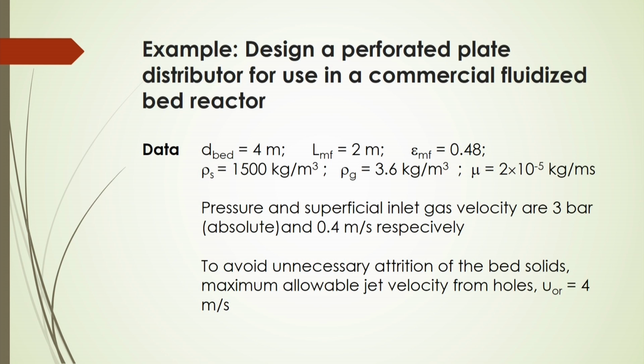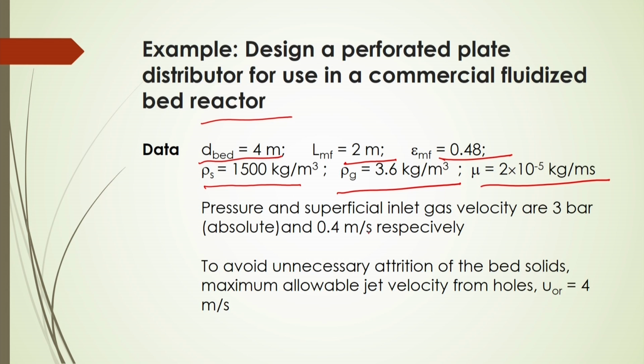Let us see one example here: design of a perforated plate distributor for use in a commercial fluidized bed reactor. Now, it is given that the bed diameter is given, the minimum height of fluidization is given, the minimum porosity is given, the density of the solid being used is given to you, and the density of the gas being used and the viscosity are also given.